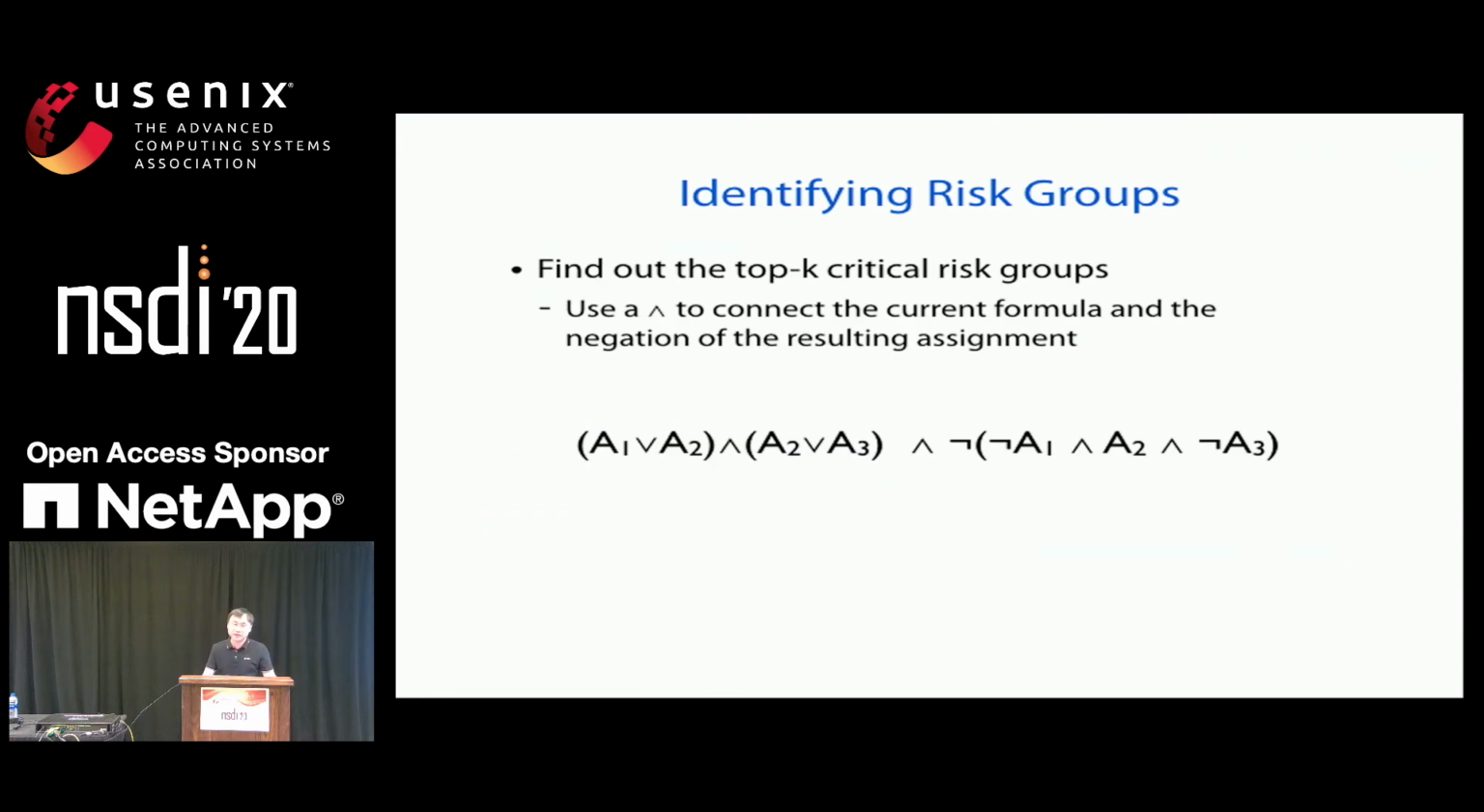But the min cost SAT solver can only output just one result. What we want is the top K critical risk groups. How did we do this? We use a conjunction to connect the current formula and the negation of the resulting assignment to get a new formula, and we put this new formula into the min cost SAT solver again. After K loops, we will have the top K critical risk groups.